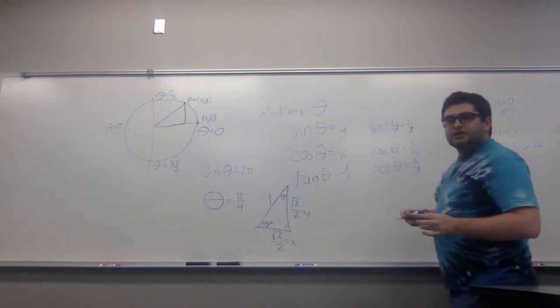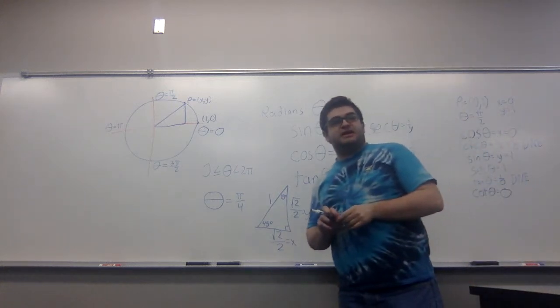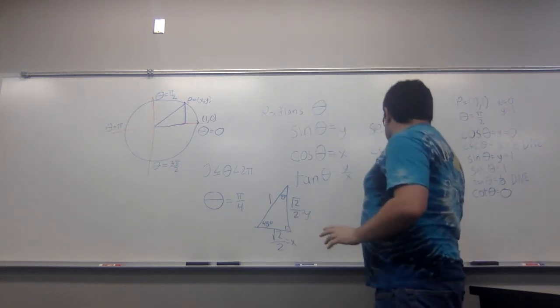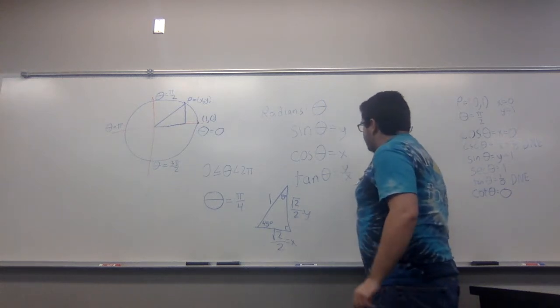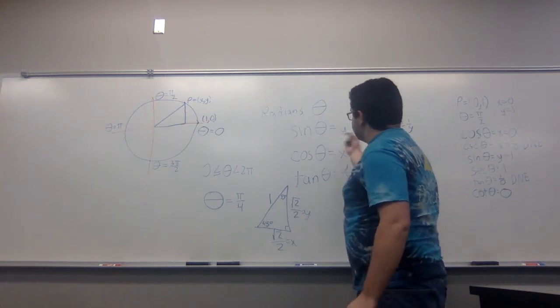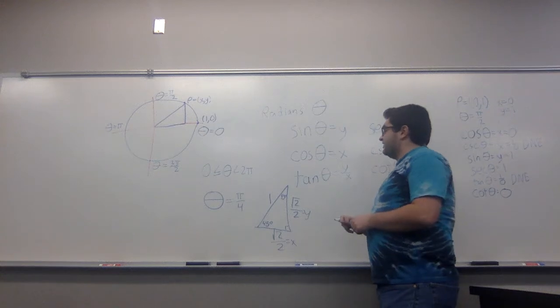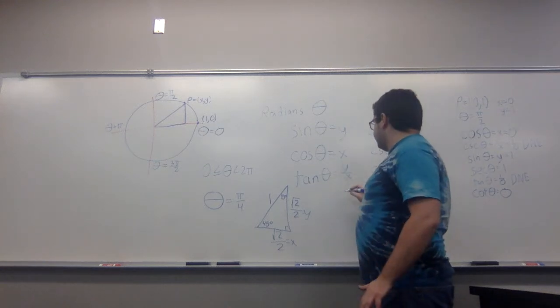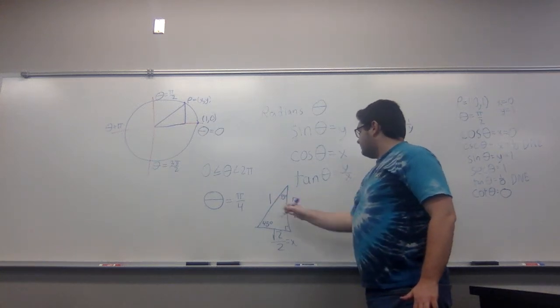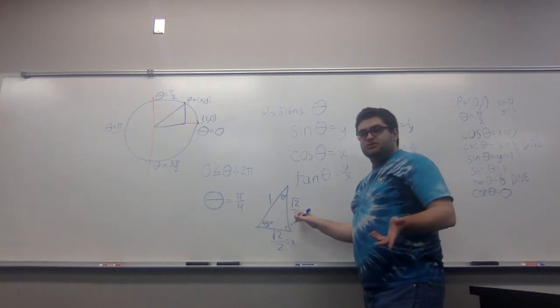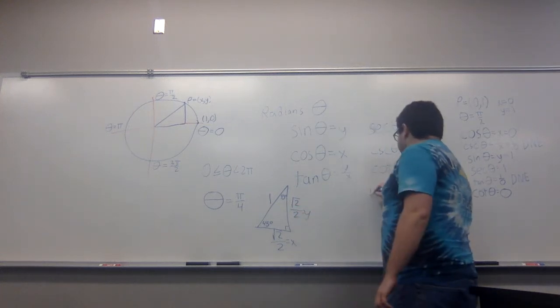Since we're running low on time, we're not going to do that right now. I'm going to have you guys do that for homework. But for instance, you would just do the same kind of thing. If we were to do sine of theta in this case, that would just be y. So that would be square root of 2 over 2.